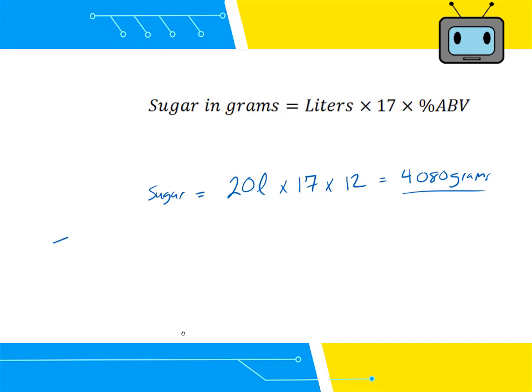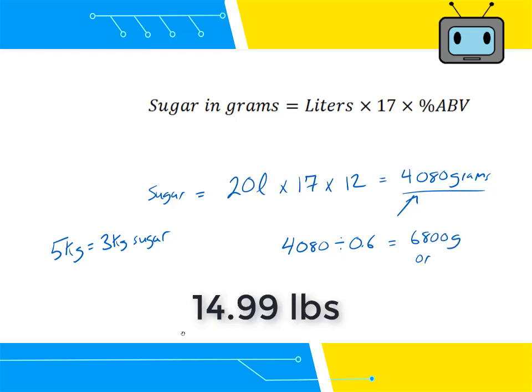And as we worked out earlier, my 5 kilograms of molasses only equals 3 kilograms of sugar. So how much more molasses will I require to get this 4,080 grams of sugar? And as I worked out earlier, I know that my molasses is 60% sugar. So if I divide the 4,080 grams by 0.6, it means I will require 6.8 kilograms of molasses.